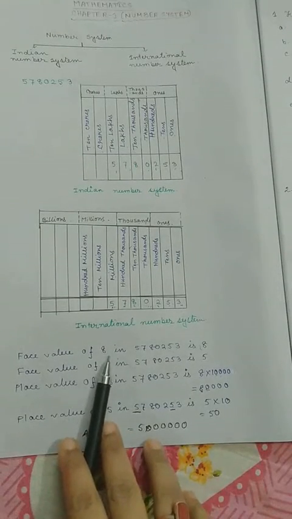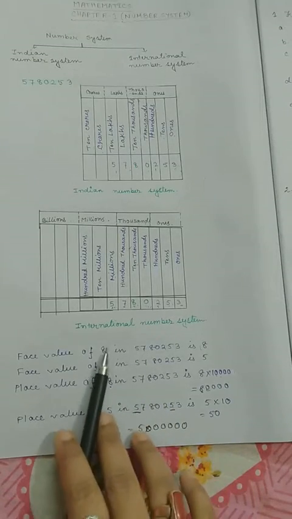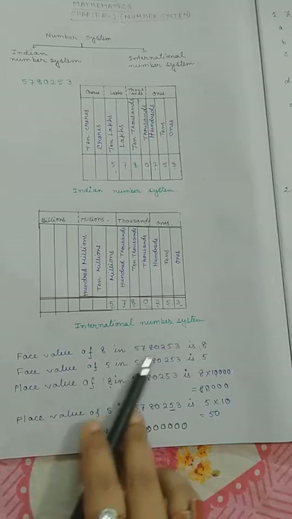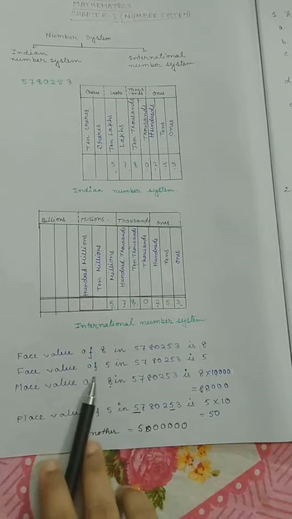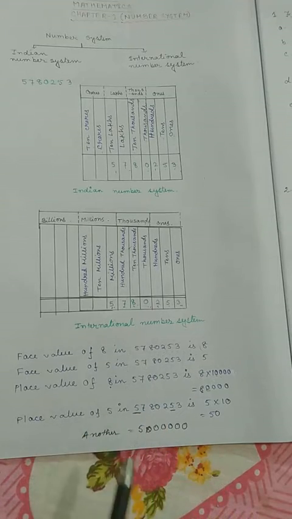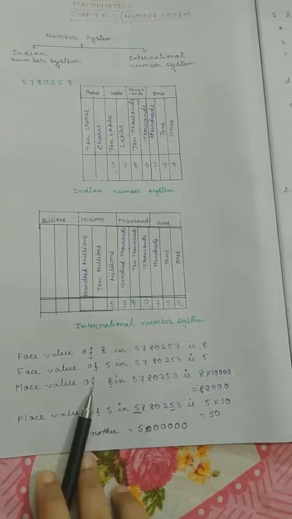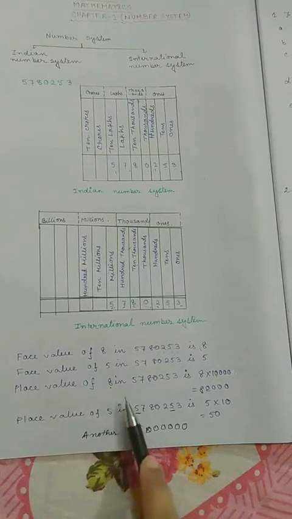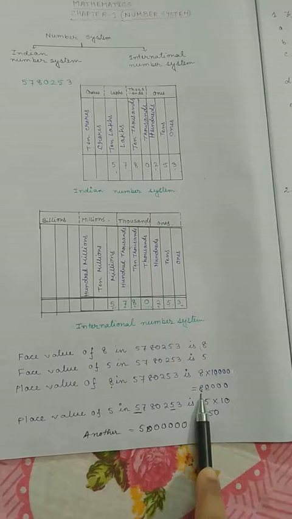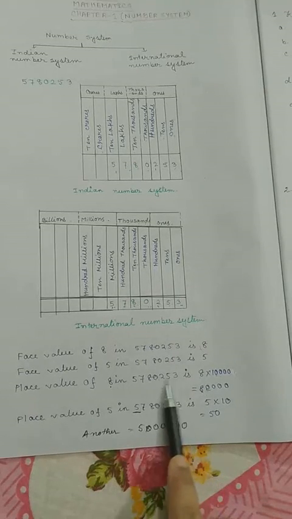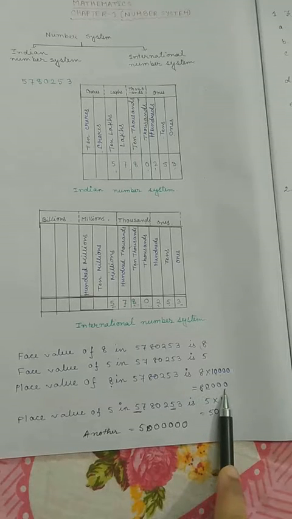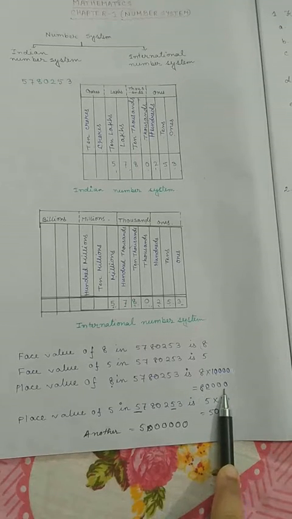Now, the face value of 8. The face value of any number is that digit itself. So, here the face value of 8 is 8. The face value of 5 in this number is 5. The same digit will be the face value. But place value is something different. Like the place value of 8 in this number is: you write the digit 8 and then count the digits after 8: 1, 2, 3, 4. So, you have to put 4 zeros.